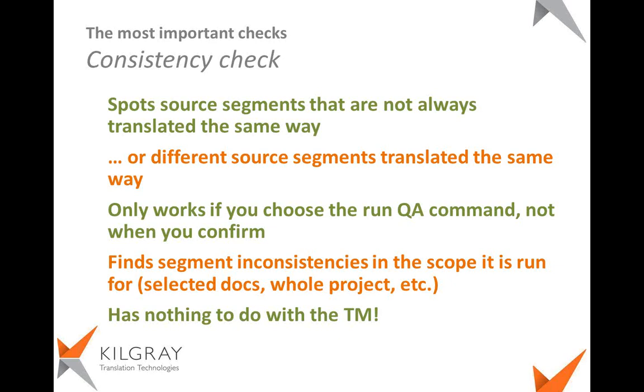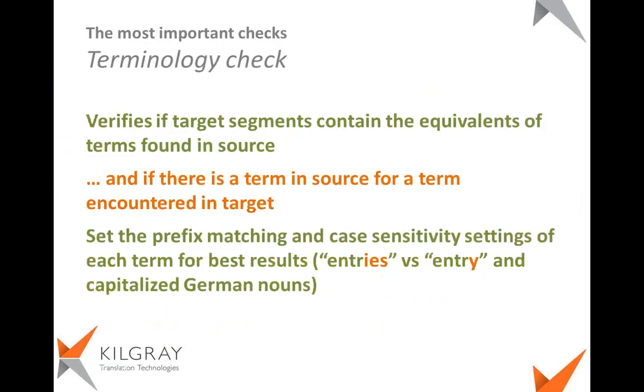It's important, as I was talking about the scope earlier on, that you find the segment inconsistencies in the scope it is run. So when you say that I want to check consistency and you select the current document for the scope, it will check the consistency within the document only and not on the whole project. And it has nothing to do with the translation memory. It won't check the consistency with the translation memory.